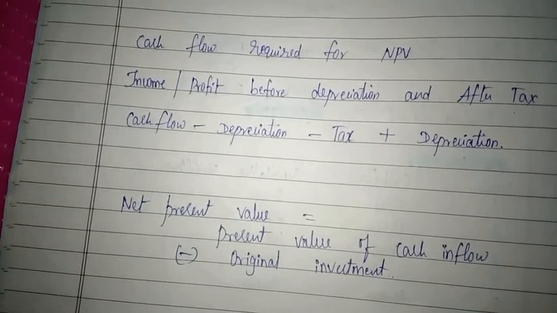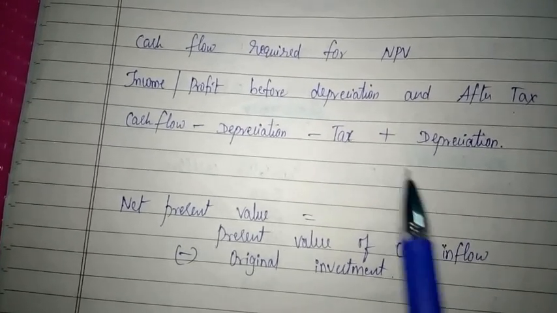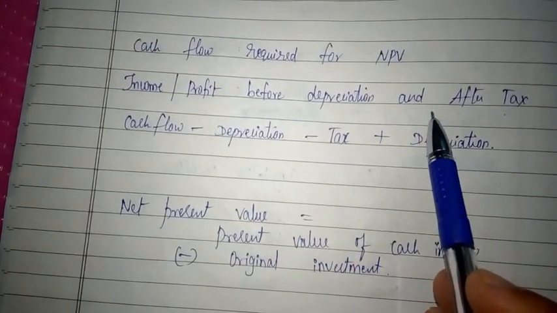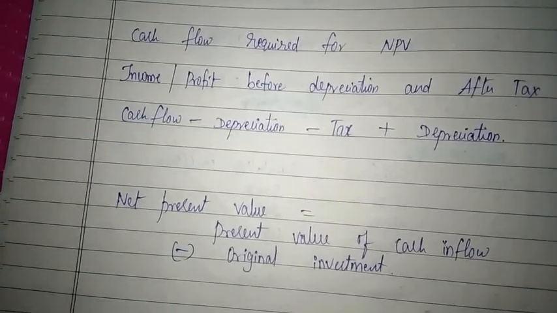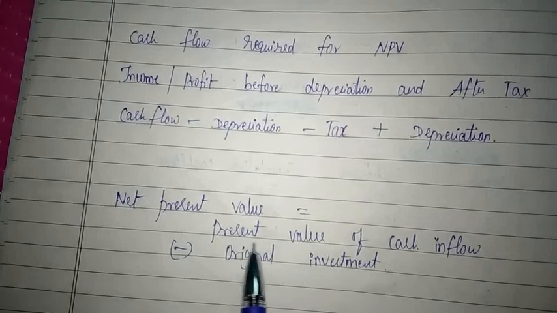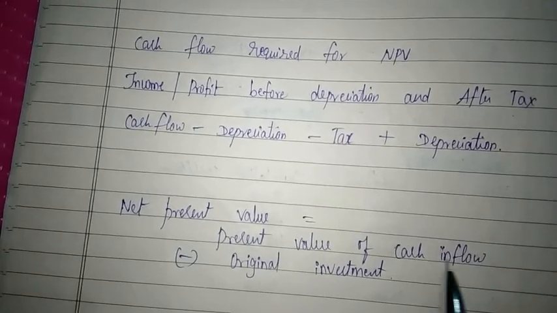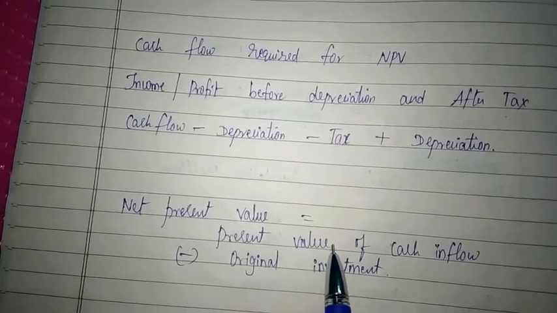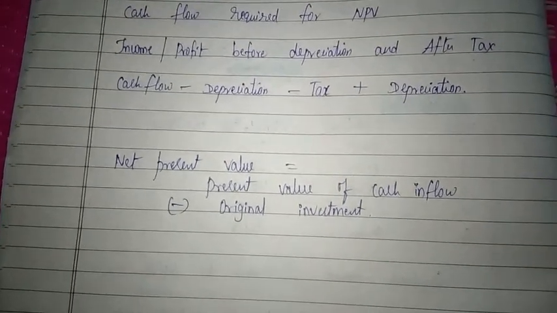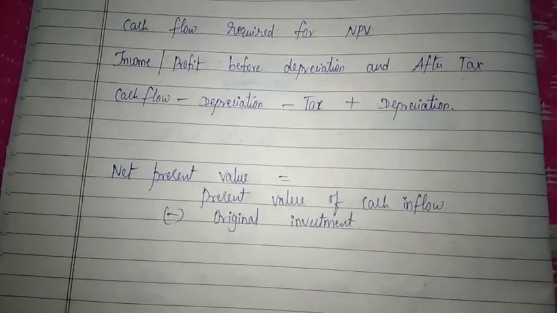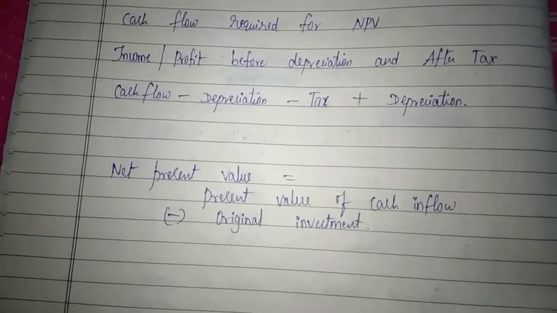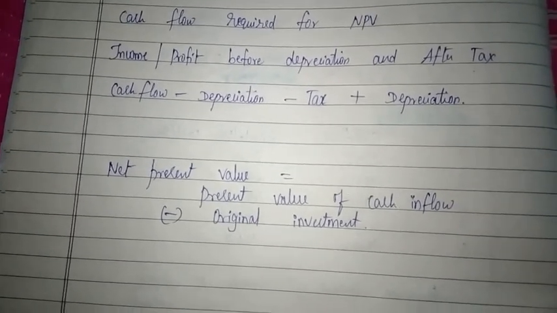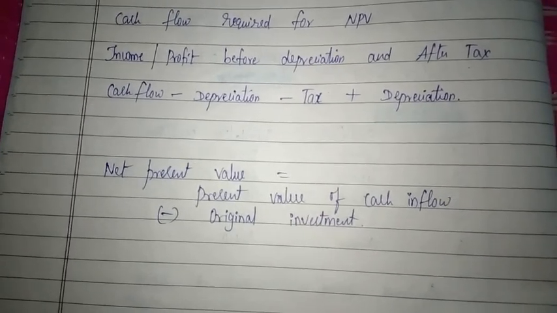If you multiply that discount factor with the profit before depreciation and after tax, you will get the present value of cash inflow. If you deduct original investment from the present value of cash inflow, you will get net present value. If you get a positive value of NPV, that project can be recommended or accepted. If you get a negative balance, then that project has to be rejected.